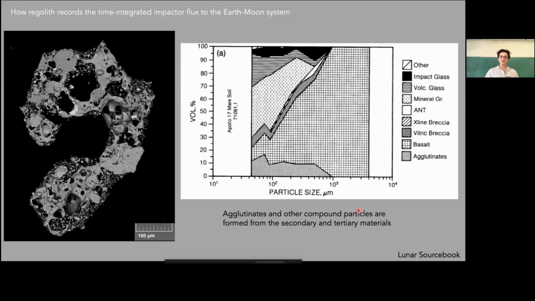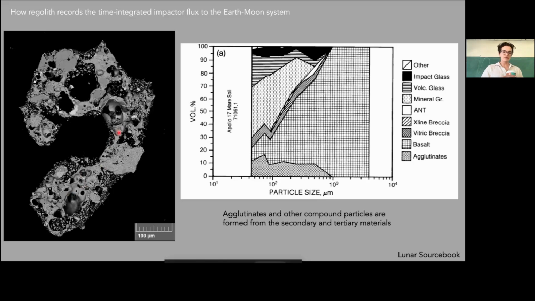Here's a picture of one of these agglutinates. An agglutinate is a highly clastic vesicular impact glass. This image on the left here is showing us one. This was collected from the Angsa core. And what you can see here is that this particle has a variety of clasts within it, has a variety of glass chemistries. It is full of vesicles. And it's showing us this process of making this weird material from these impact processes.